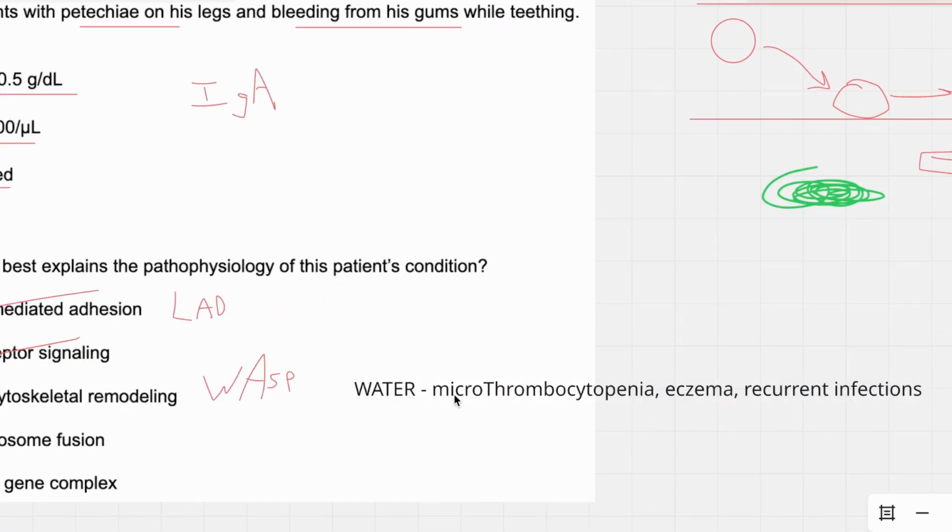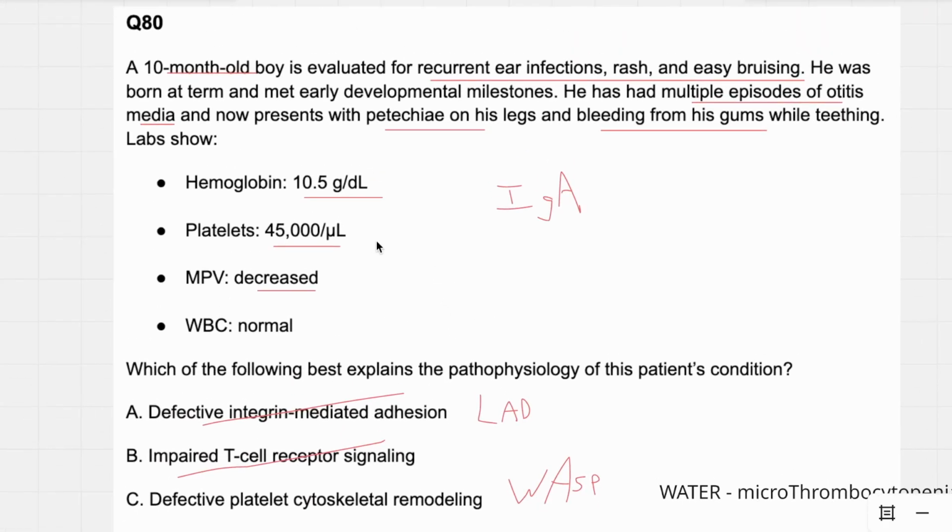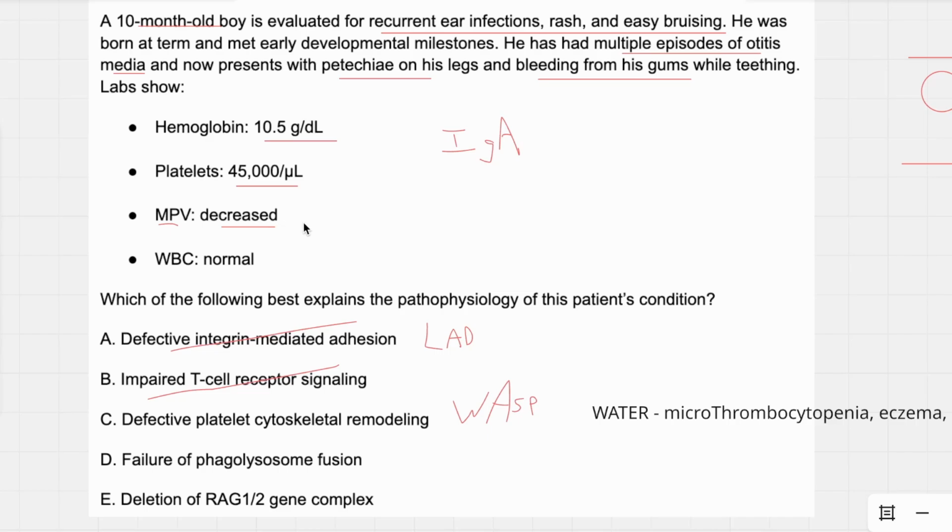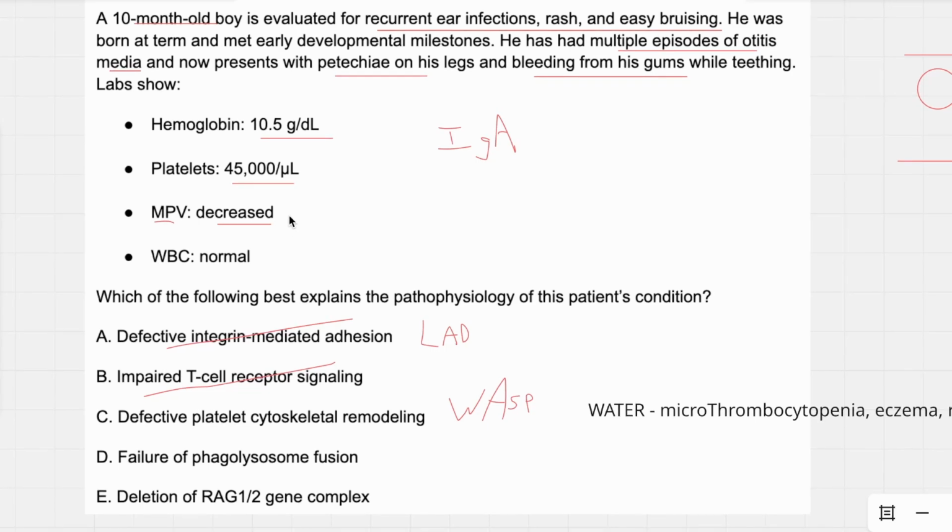The big key with Wiskott-Aldrich is microthrombocytopenia, not just thrombocytopenia, it's micro. So it's a small and decreased number of platelets. So if they gave you a smear and showed you really small platelets, or they told you the mean corpuscular volume for red blood cells, that would be the mean platelet volume for platelets. So MPV refers to the volume inside the platelets, and that is decreased. So you have small platelets. And because you have small deformed platelets, they tend to be destroyed quicker, which is why you have thrombocytopenia. And all of this is due to cytoskeletal remodeling.